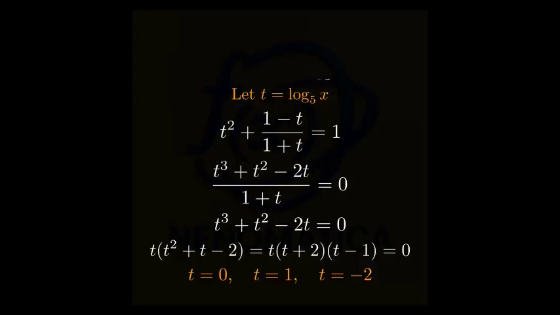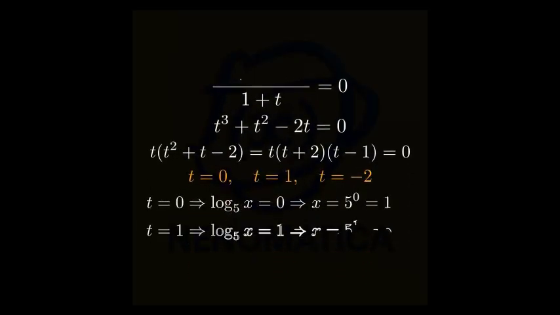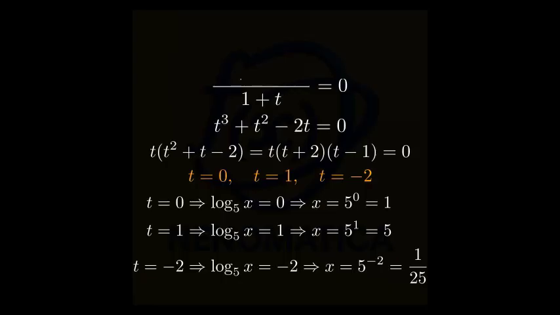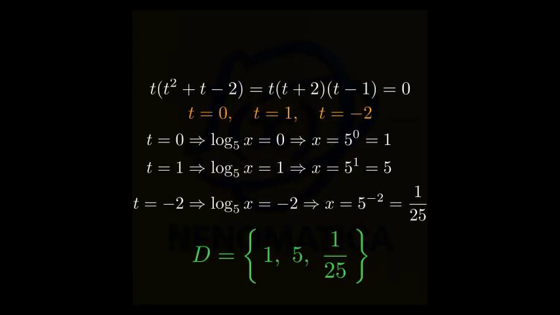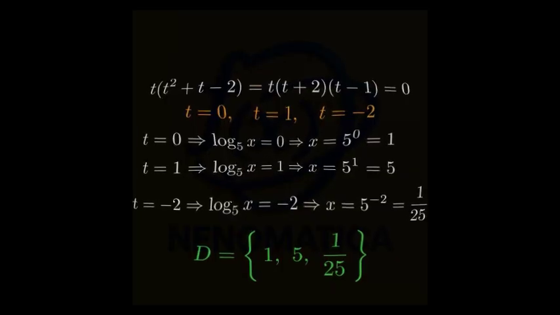Step 8. Convert back to x using x equals 5 to the power t. That gives x equals 1, x equals 5, and x equals 1 over 25. Note that x must be positive and not equal to 1/5, which all three solutions satisfy. Therefore, the solution set is 1, 5, and 1 over 25.